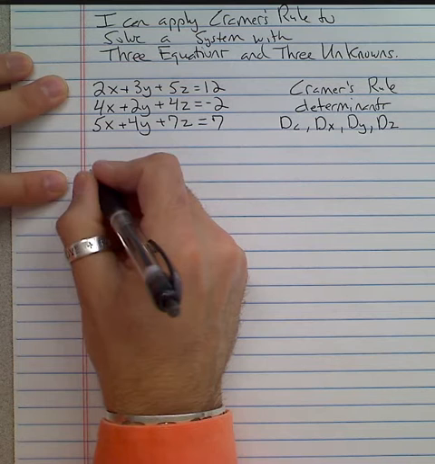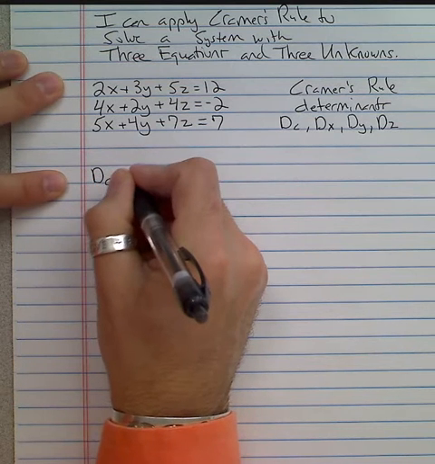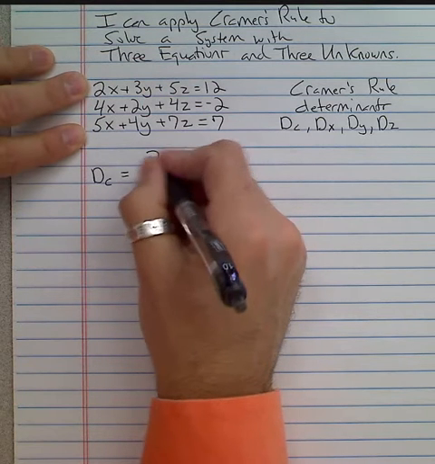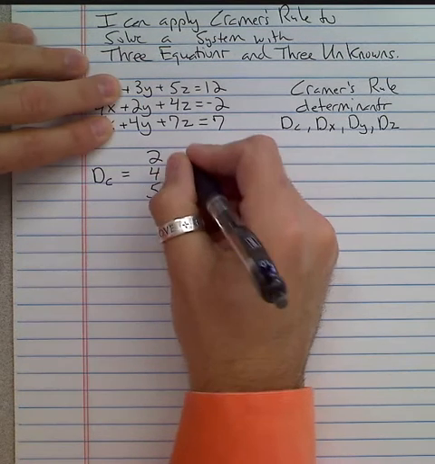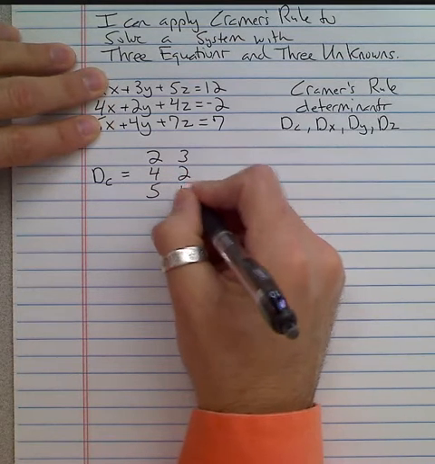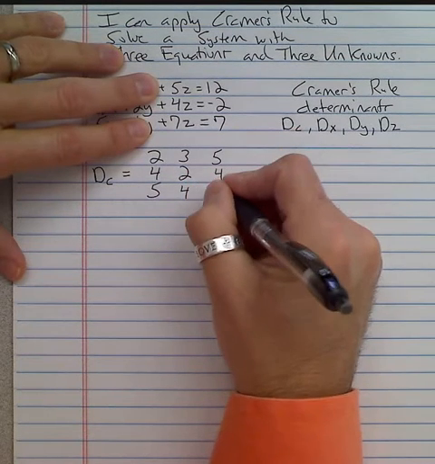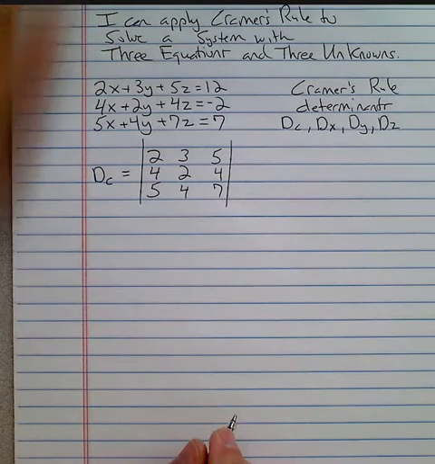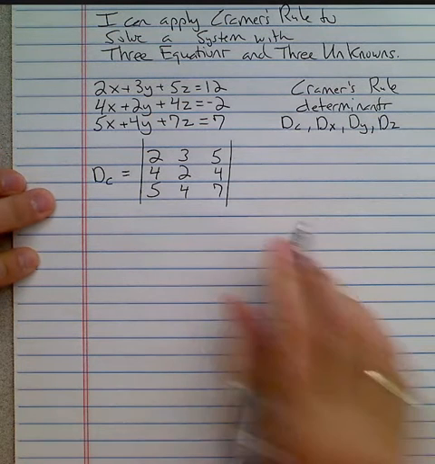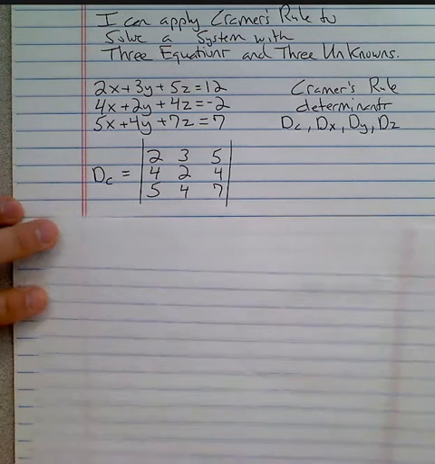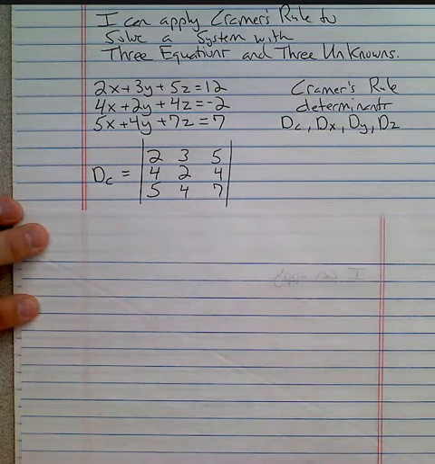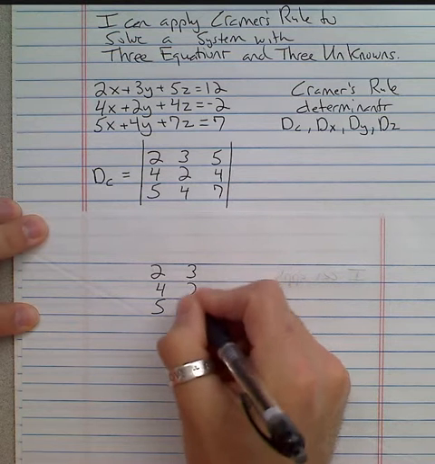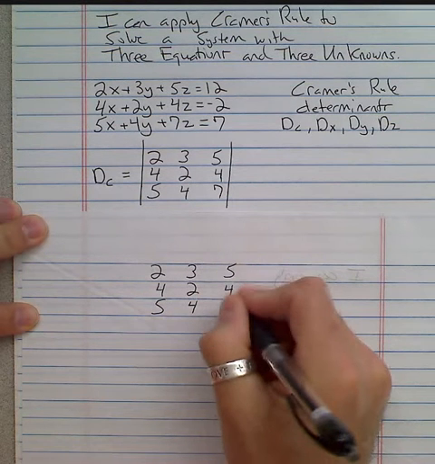Let's first start with the determinant for the coefficients. So if I look at the coefficients that are in front of the variables, we have 2, 4, 5, 3, 2, 4, 5, 4, and 7. And I'm going to need to find the value of that determinant. To find the value of this determinant, I can do that using what we call the diagonal method. Using the diagonal method, we have 2, 4, 5, 3, 2, 4, 5, 4, 7.